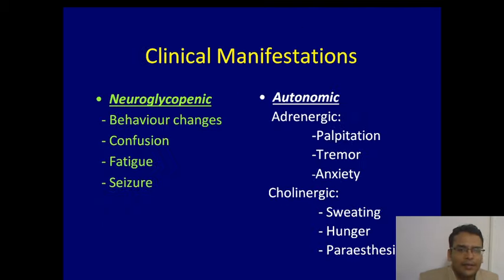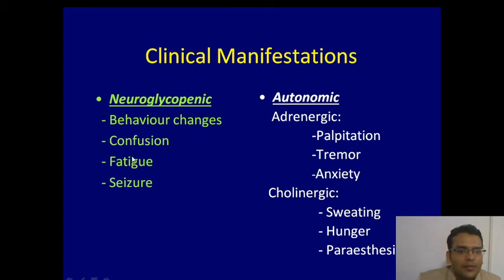Clinical manifestations could vary. Most initial manifestations are autonomic, and then you have neuroglycopenic symptoms at severe levels, which begin at blood glucose levels of less than 45 to 50 milligram percent. However, in persons with recurrent hypoglycemia, you could have blunting of autonomic symptoms, and they could directly land up with neuroglycopenic symptoms. Autonomic symptoms could include adrenergic or cholinergic symptoms. Adrenergic symptoms include palpitation, tremors, and anxiety. Cholinergic symptoms include sweating, hunger, or paresthesias. Neuroglycopenic symptoms are caused by decreased glucose delivery to the brain, so you could have behavior changes, confusion, fatigue, and seizures.